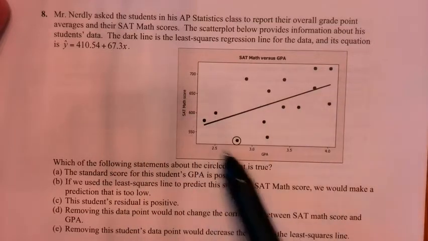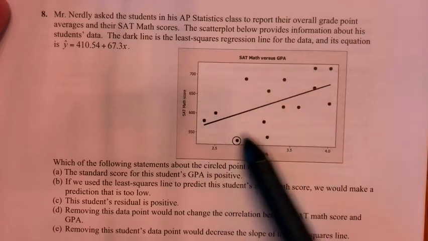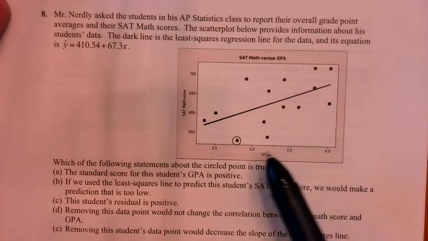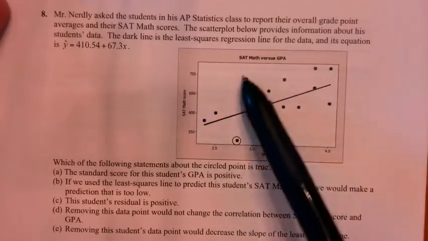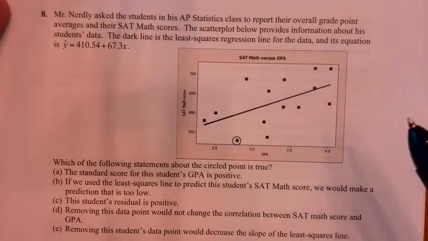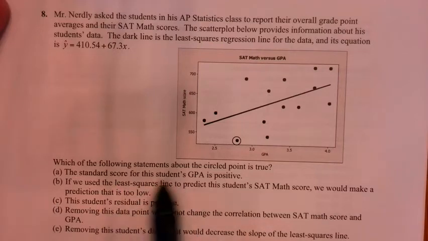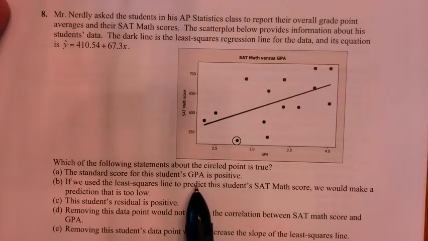Okay, and I look at this. I see a moderately weak or moderately strong positive correlation. Do I see outliers? I don't know. These are far enough away that I don't know that there's any patterns out there. Okay, what's true about the circle point? The standard score for this GPA is positive.